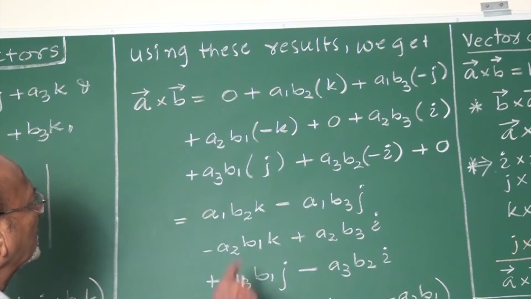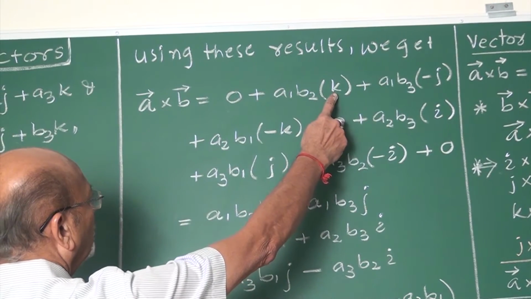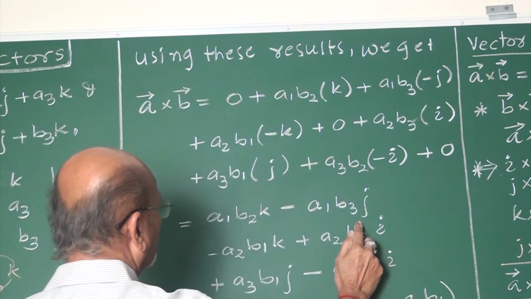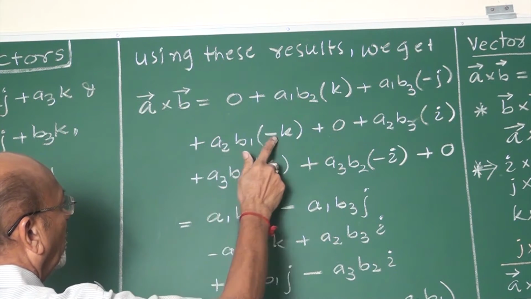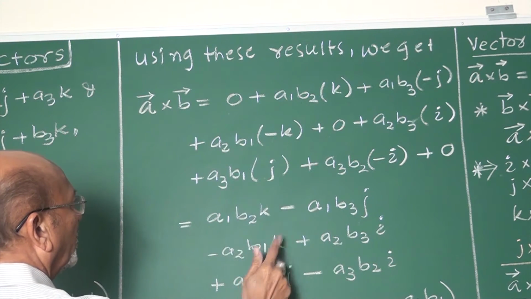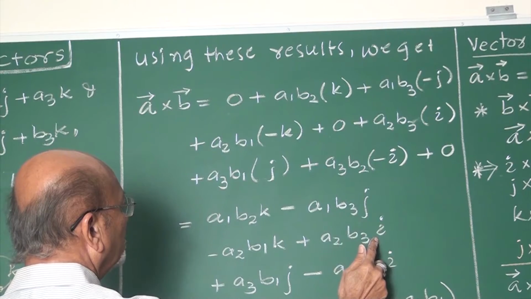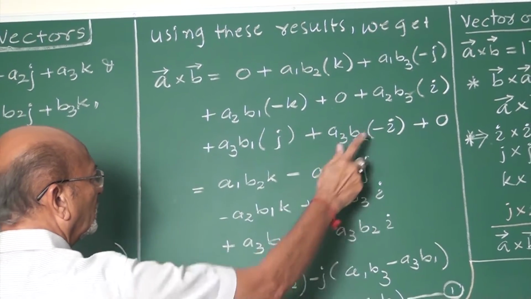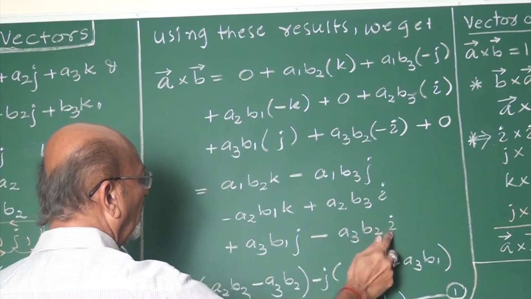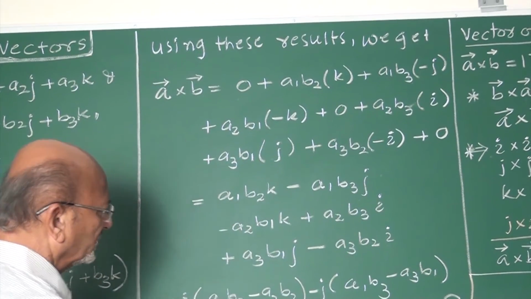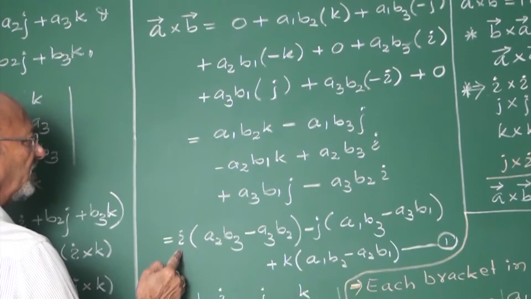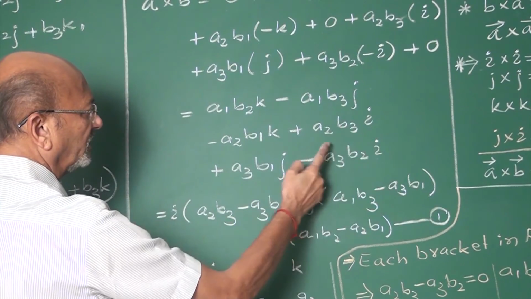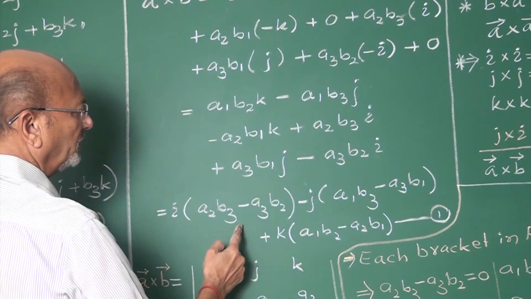Simplified, this is a1 b2 k minus a1 b3 j, second, minus a2 b1 k plus a2 b3 i, this is a3 b1 j minus a3 b2 i. Now you collect i first. What are the coefficients of i? These two, my friends: a2 b3 minus a3 b2.